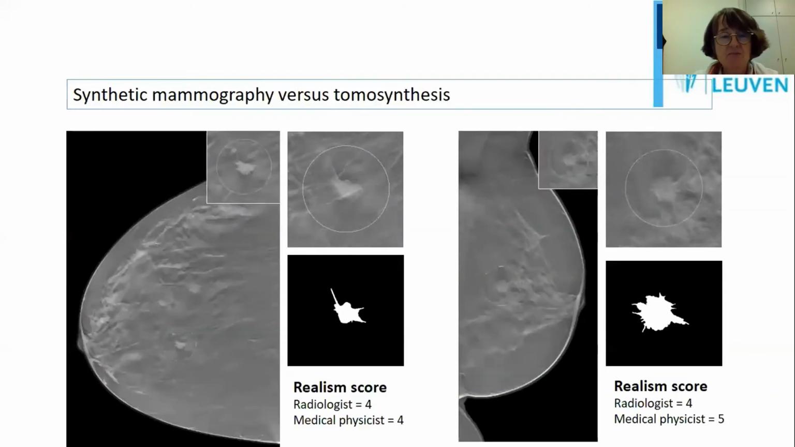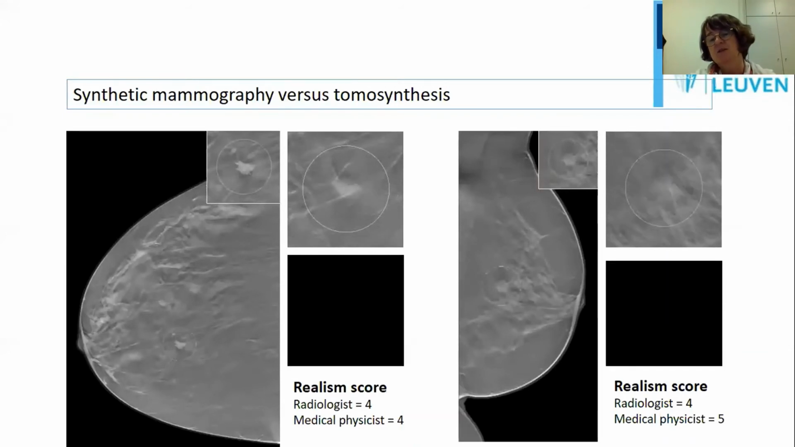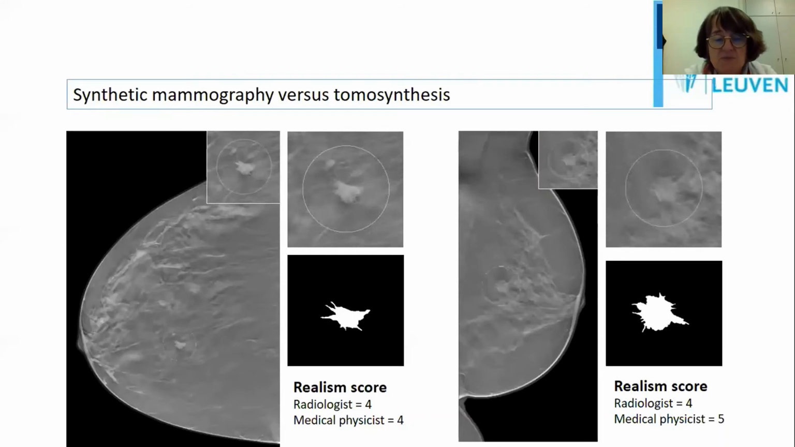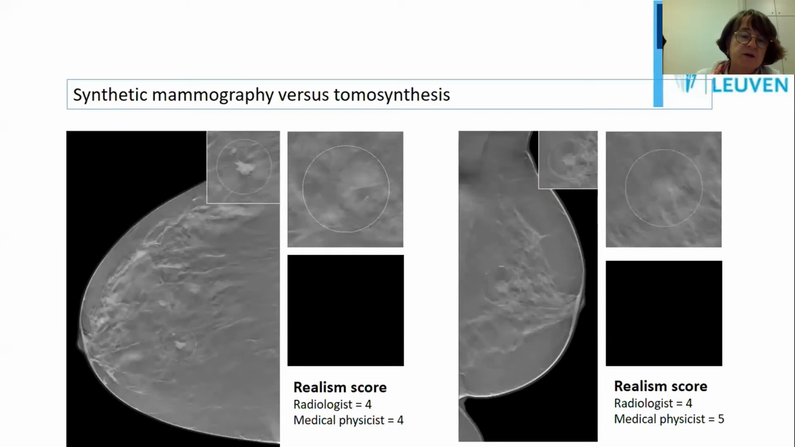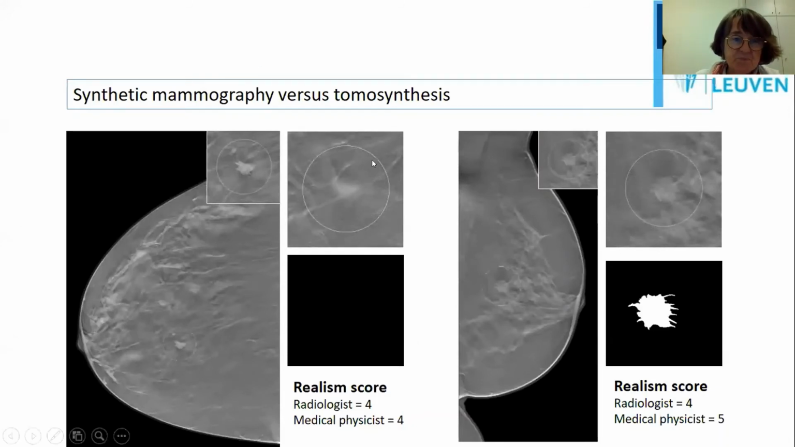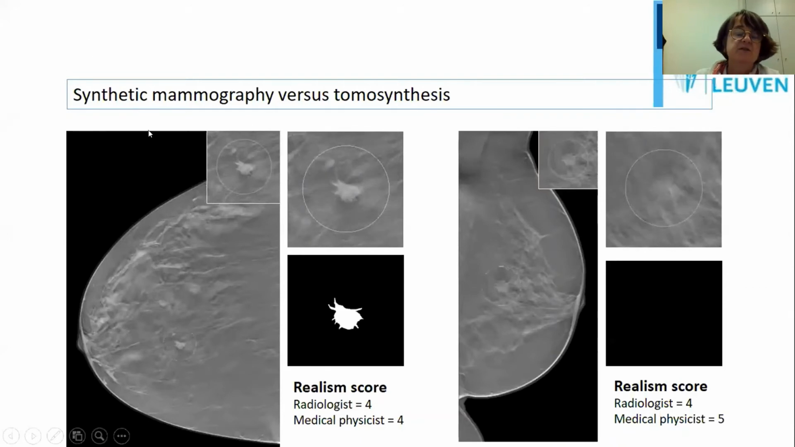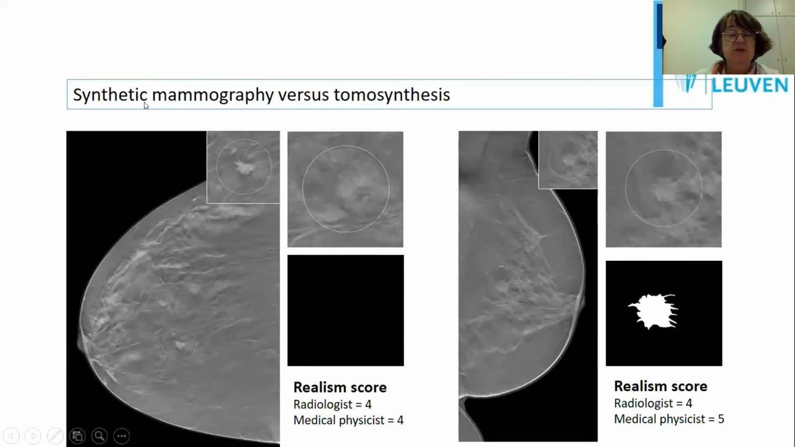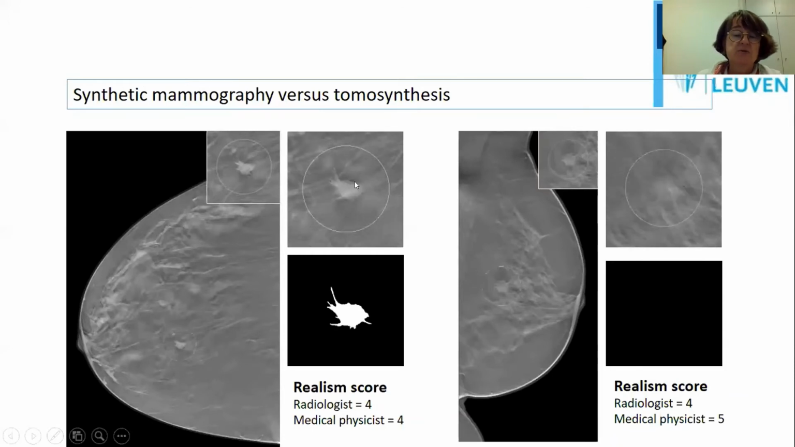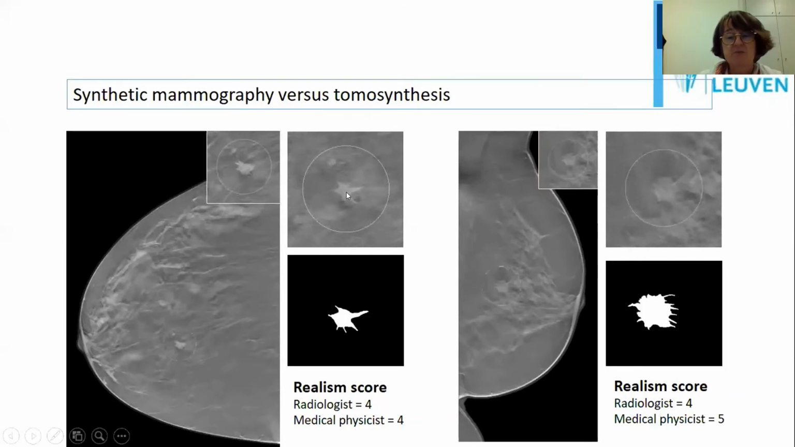And this is the last application I want to show you, done by Liesbeth van Coillie, and it is still in the process of being presented and published, where we compare the detectability that you can achieve with synthetic mammography versus tomosynthesis. So you see the digital tomosynthesis here at the left. You see a template of a lesion and how that lesion integrates with the environment.